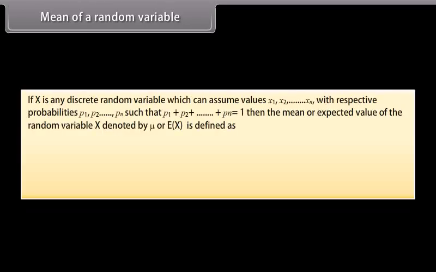Mean of a random variable. If x is any discrete random variable which can assume values x1, x2 up to xn with respective probabilities p1, p2 up to pn such that p1 + p2 + ... + pn = 1, then the mean or expected value of the random variable x, denoted by mu or E(x), is defined as mu = E(x) = summation from i = 1 to n of pi xi, where summation from i = 1 to n of pi is equal to 1.